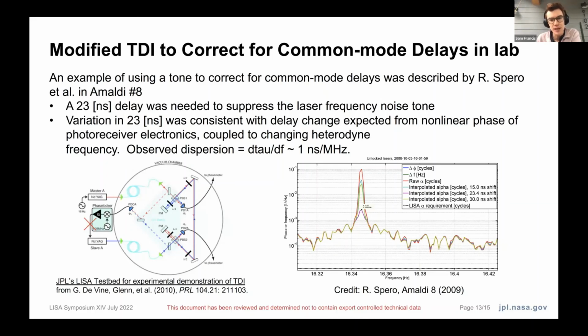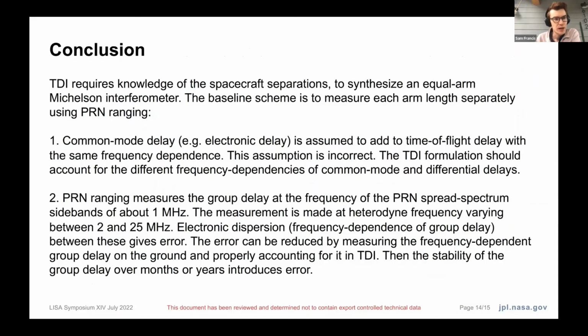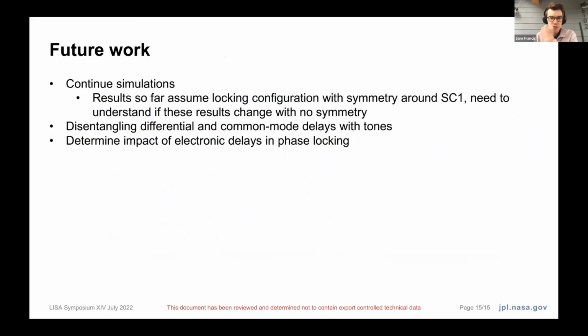So yeah, the last point here is that we saw this dispersive effect. Conclusion, I don't need to go through this. We've all heard it. So we're looking at these common mode delays, and really the future work is we're continuing these simulations and trying to understand particularly what happens when we start looking at configurations without this symmetry. We want to study, can we disentangle these delays by using these tones? And then also potentially once we start thinking about phase locking between spacecraft, are any of these electronic delays or common mode delays going to be a problem there?